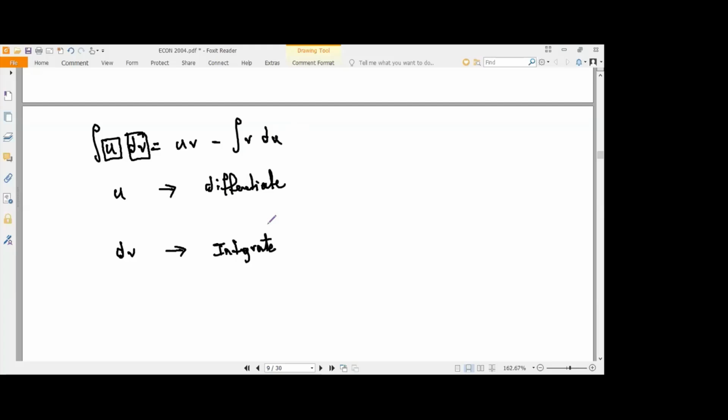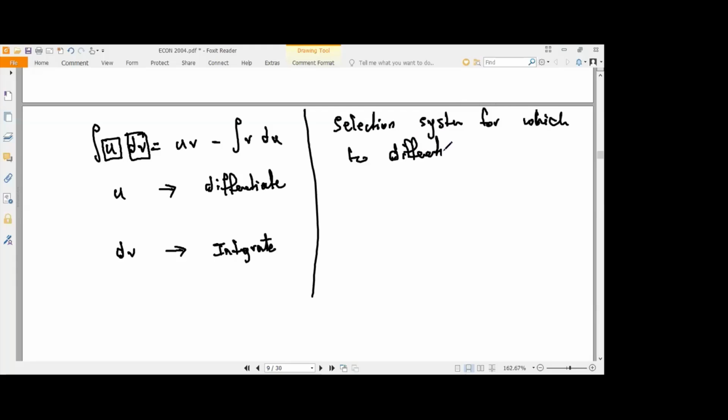And I'll be completely honest with you. This is where I basically lost all my brain cells in sixth form, because my teacher was not letting us know how to choose them. So there's a selection system, I guess, that we like to call, a selection system for which one you differentiate, right? So this is how the hierarchy works.